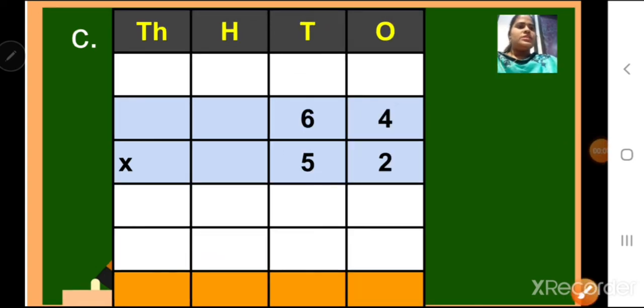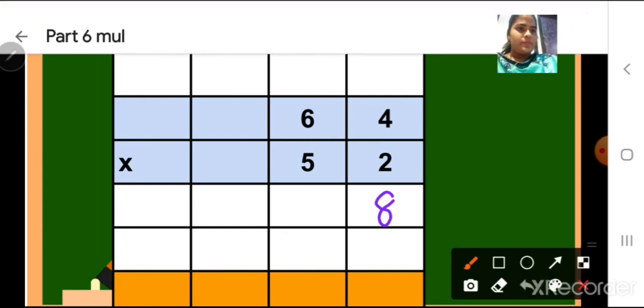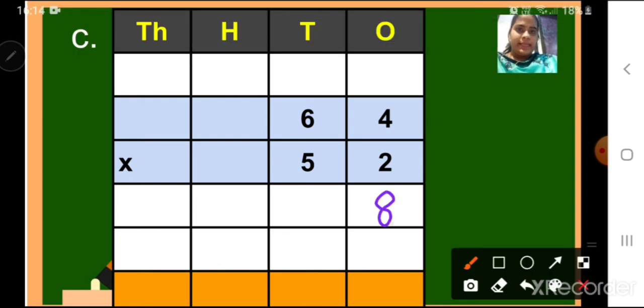Question 64 multiplied by 52. Okay, so we will multiply. First we will start multiplying from ones place. We will multiply 2 with 4. 2 fours are 8. So write 8 here in the ones place. 2 fours are 8. Then 2 sixes are 12. So write here number 12.